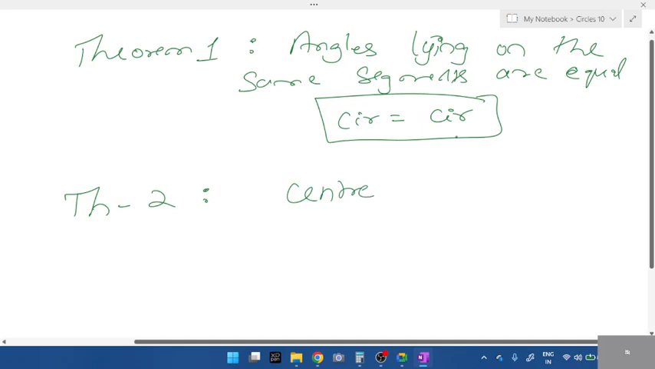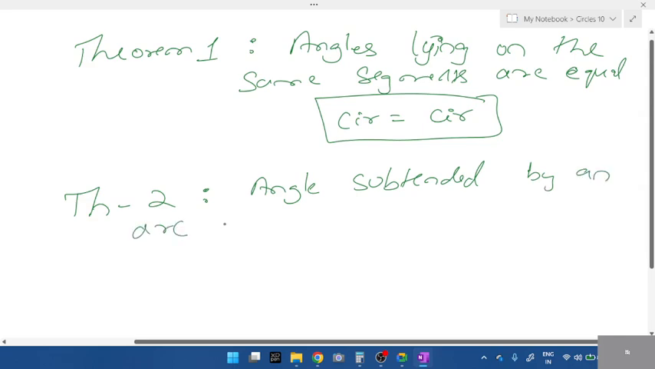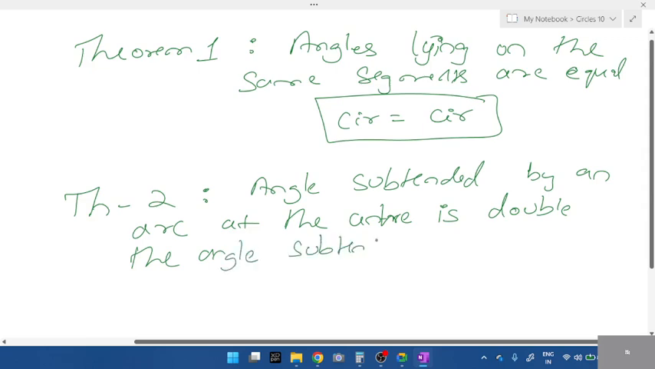Okay, I'll write. You just ignore that, students. I'll write: angle subtended by an arc at the center. Take down this definition. Usually they don't ask the definition. Angle subtended by an arc at the center is double the angle subtended by the same arc on any part of the circumference.